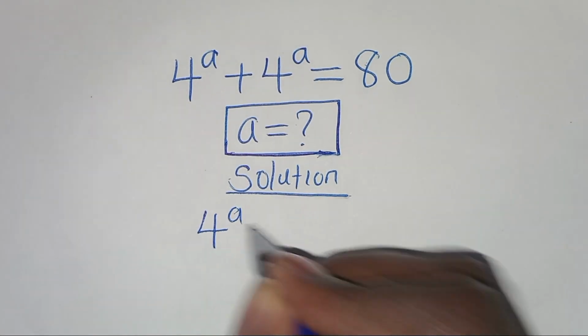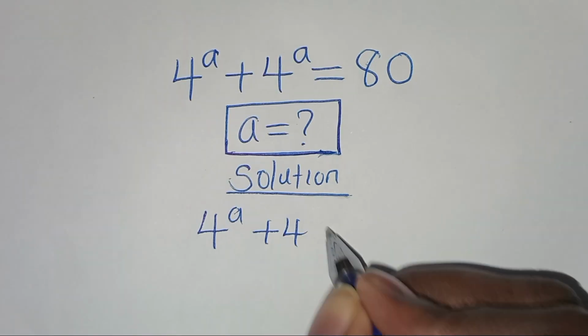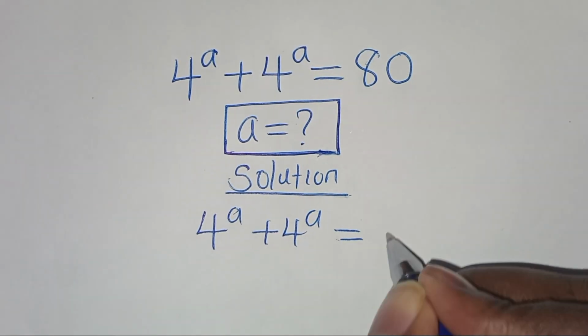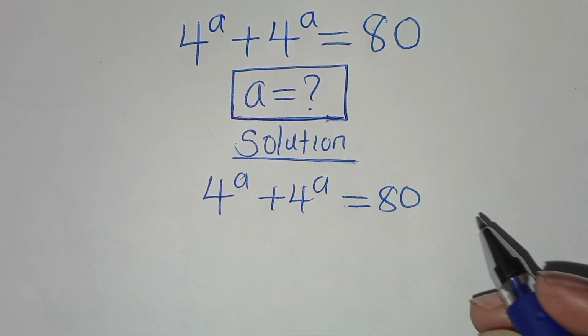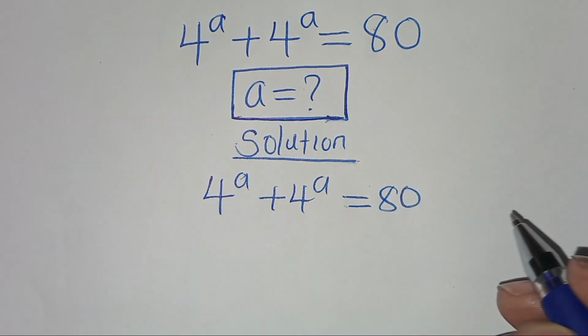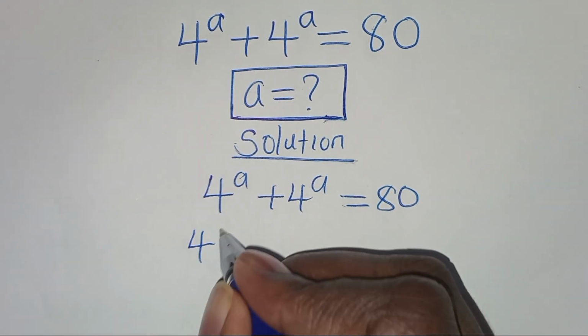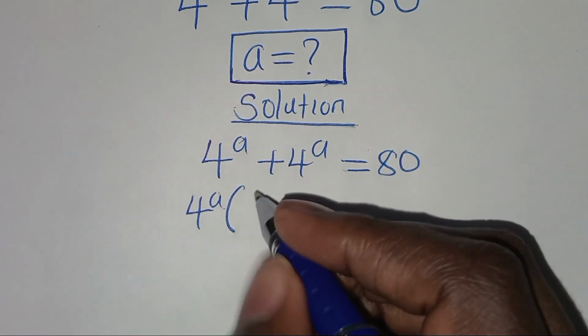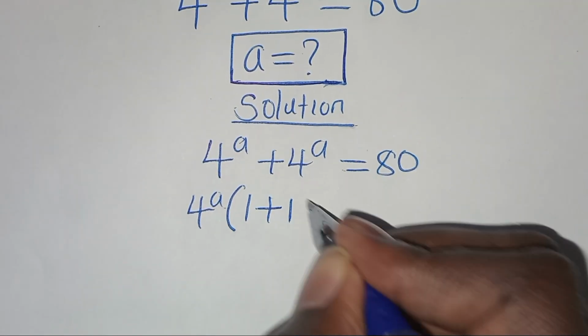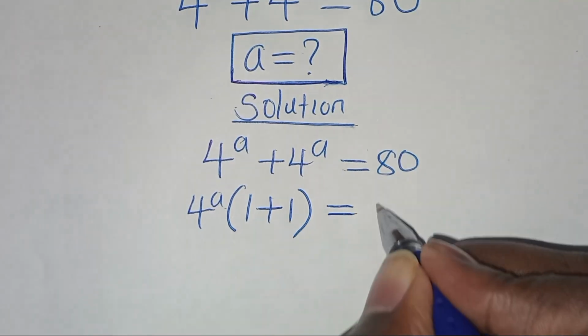We have 4 to the power of a plus 4 to the power of a. This is equal to 80. Now, since 4 to the power of a is common here, let's factor out 4 to the power of a, so that now, in the parentheses, here we have 1 plus 1. This is equal to 80.